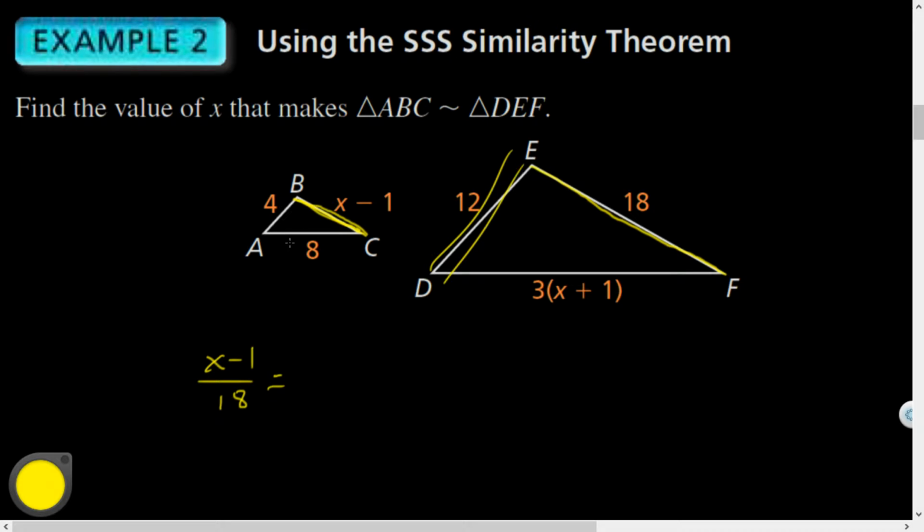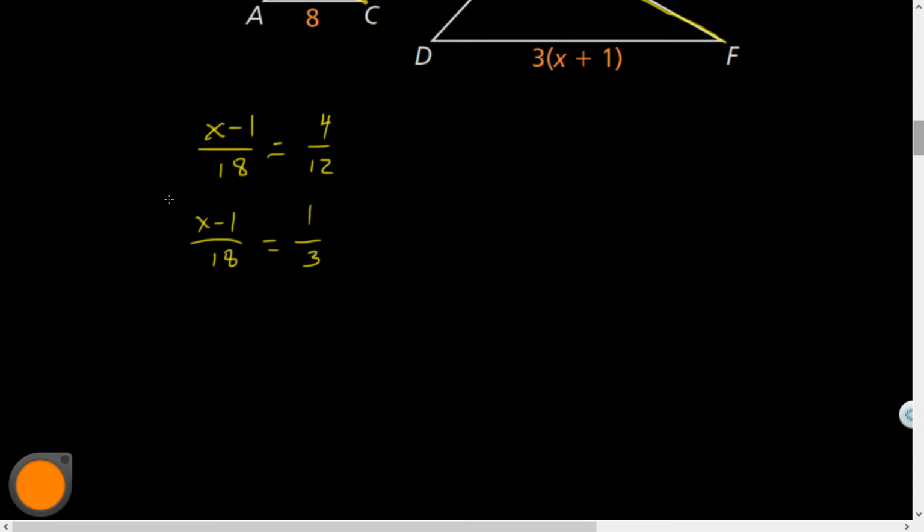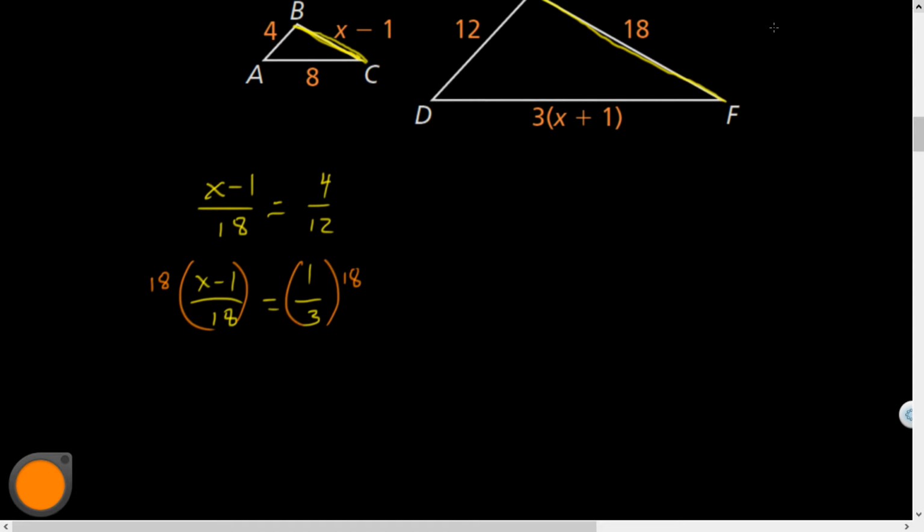Or I could compare the 12 to the 4. That seems like the easier way to do it. All right, or I'll say more specifically the 4 to the 12. All right, so x minus 1 over 18, 4 over 12 reduces to 1/3. Multiply both sides by 18. This is the easy way. The hard way is the one where I would have had both x expressions.